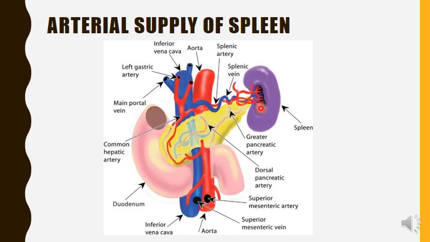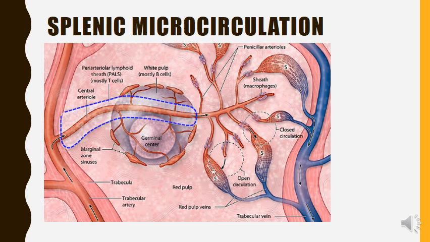Then each segmental artery divides into smaller and smaller branches which run through the trabecular septa in the interlobular spaces. Therefore, the arteries are invested with a fibroelastic sheath and are interlobular in position. And numerous arterioles arising from the smaller arteries leave the trabecular septa and enter the splenic lobules. So that we will see in the next slide now.